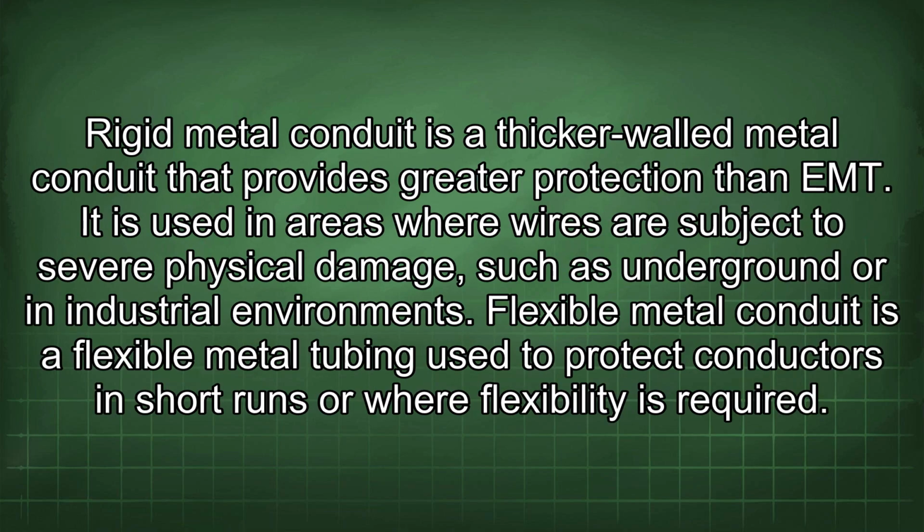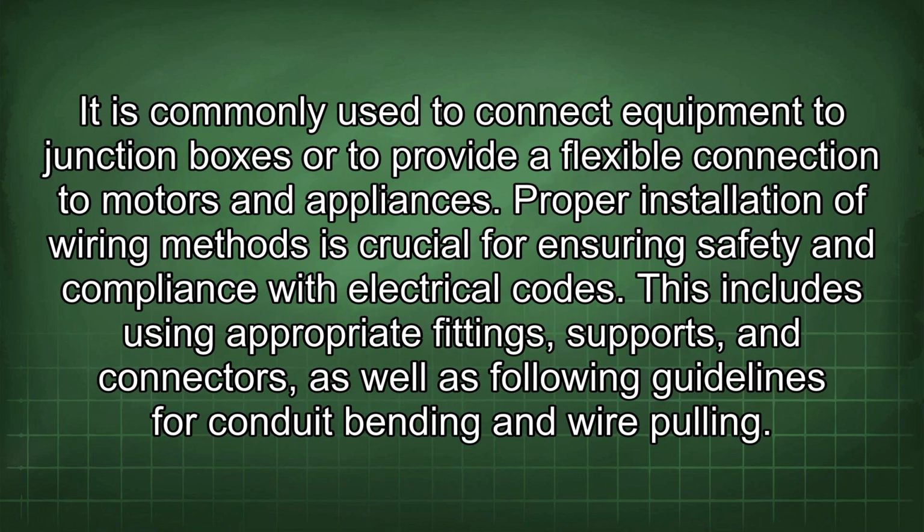Rigid metal conduit is a thicker-walled metal conduit that provides greater protection than EMT. It is used in areas where wires are subject to severe physical damage, such as underground or in an industrial environment. Flexible metal conduit is a flexible metal tubing used to protect conductors in short runs or where flexibility is required. It is commonly used to connect equipment to junction boxes or to provide a flexible connection to motors and appliances.